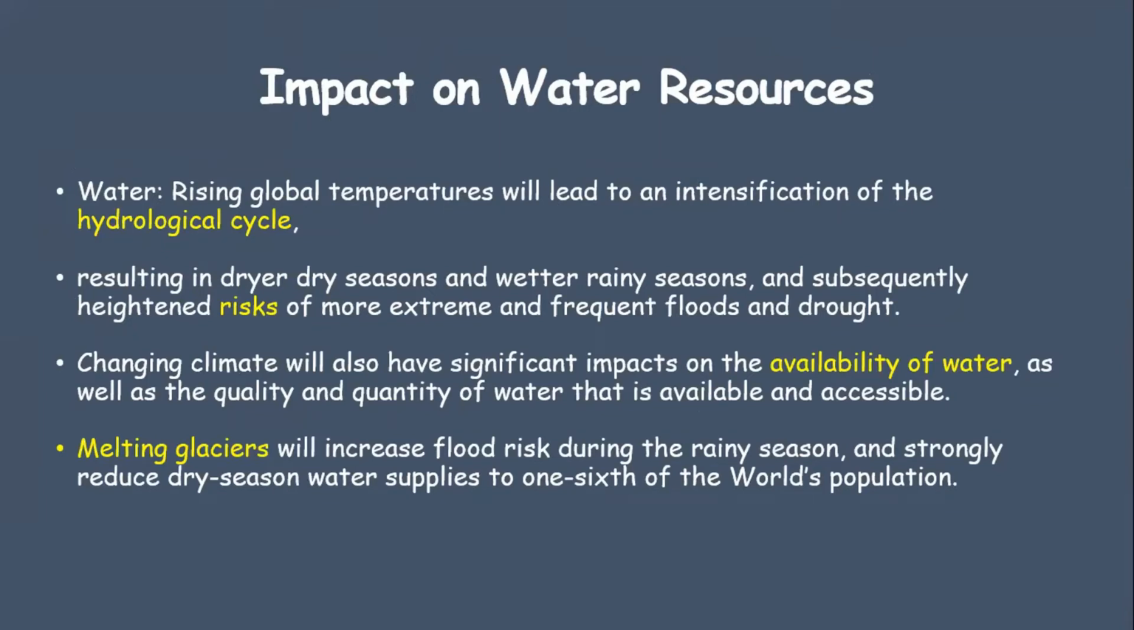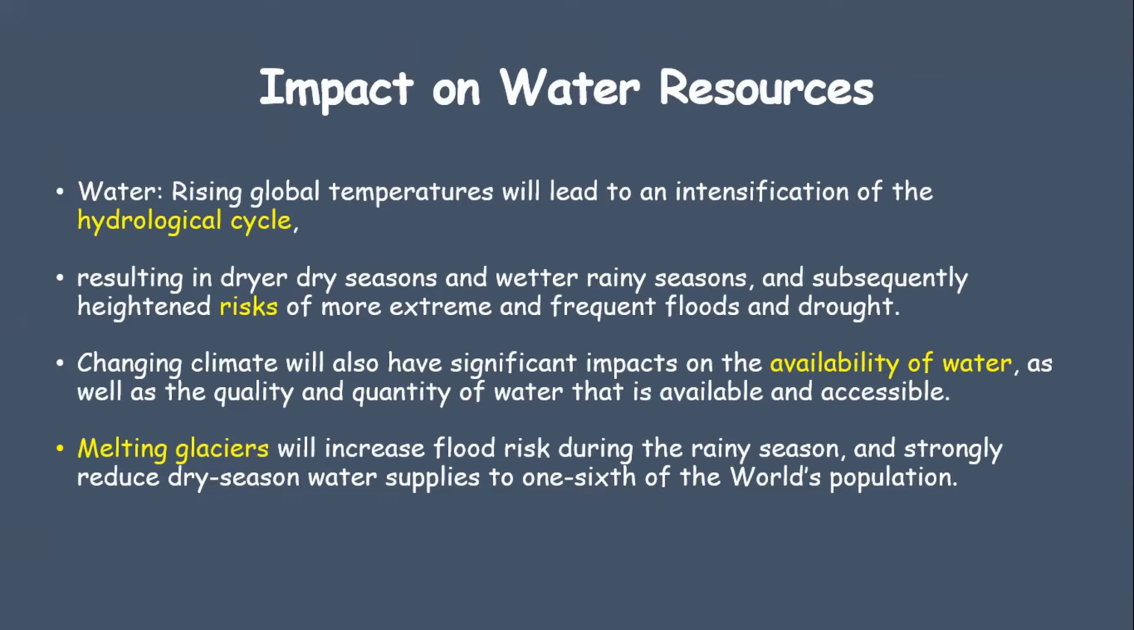What impacts is the change in global climate pattern creating on water resources? Actually, the hydrological cycle is being changed. Rising global temperatures will lead to the intensification of the hydrological cycle, and this will ultimately result in drier seasons and wetter rainy seasons, and subsequently heighten the risk of more extreme and frequent floods and droughts. Changing climate will also have significant impacts on the availability of water, as well as the quality and quantity of water that is available and accessible.